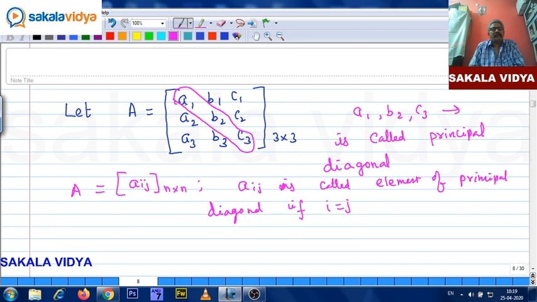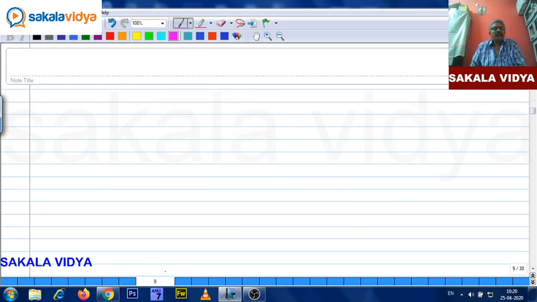This will be A11, first row first column, this will be second row second column, this will be third row third column. If i is equal to j, this Aij becomes the element of the principal diagonal. Okay. So now, for example, A is equal to 1 0 0, 0 3 0, 0 0 minus 2.